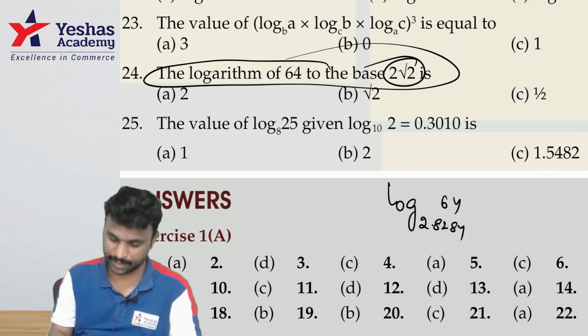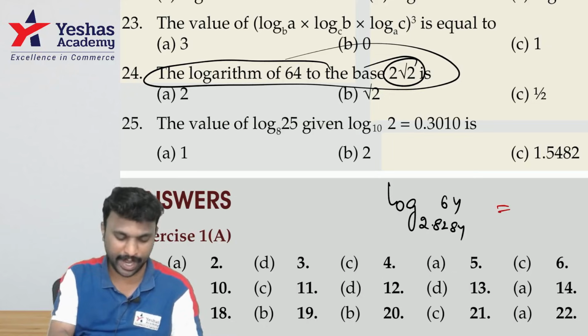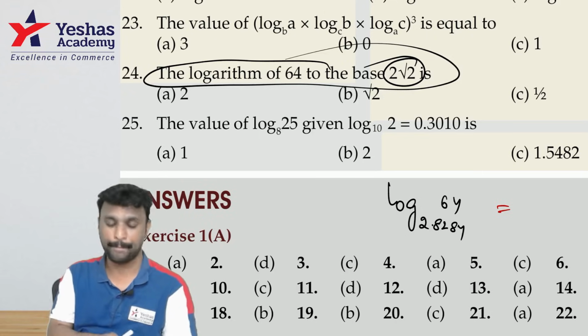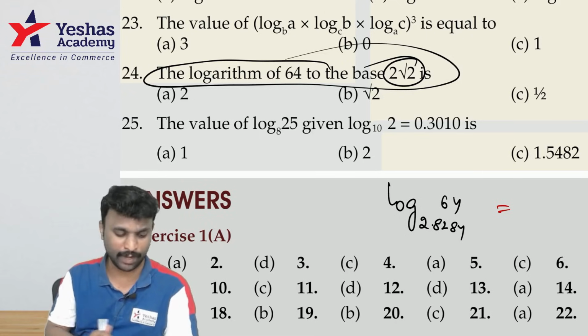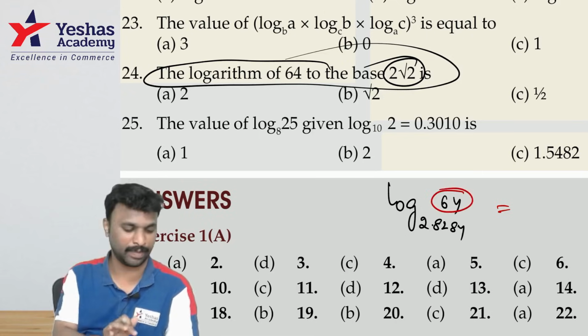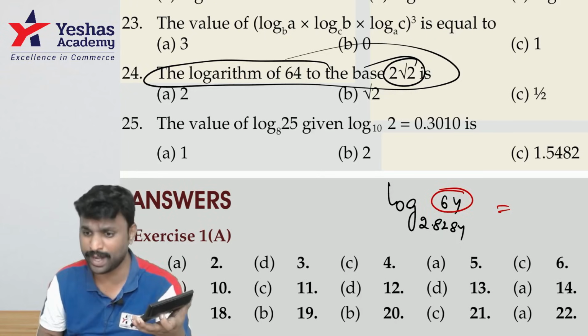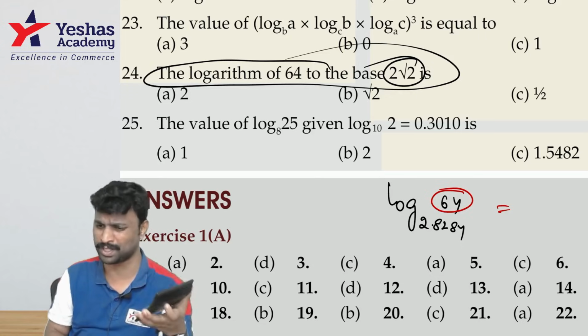2.8284. So this is what it is. Now, feed this 2.8284 freshly in the calculator. 2.8284. Press into, keep pressing equal until you get 64. Keep on pressing equal until you get 64. That means you get 63.99, which is equal to 64 only approximately.